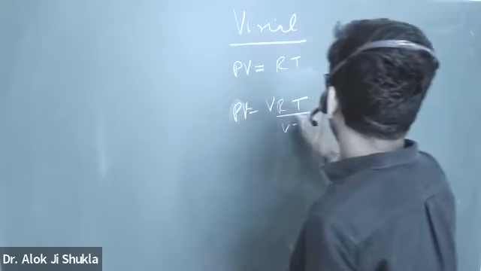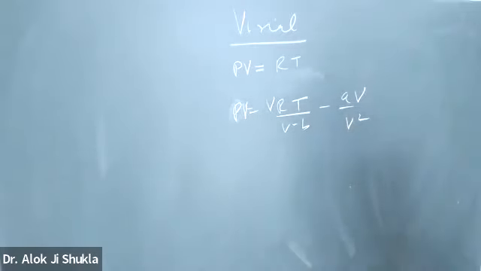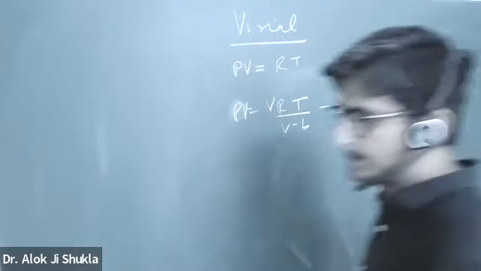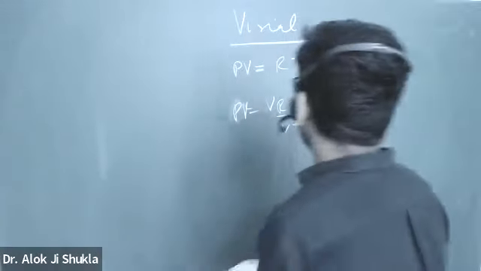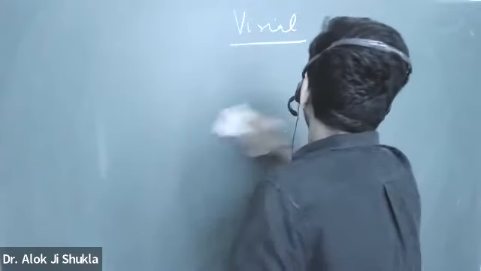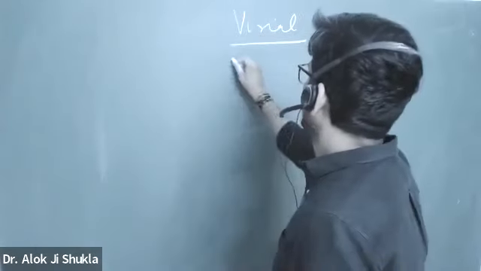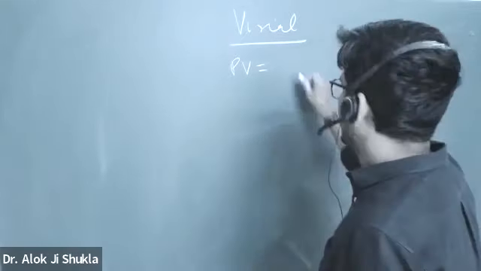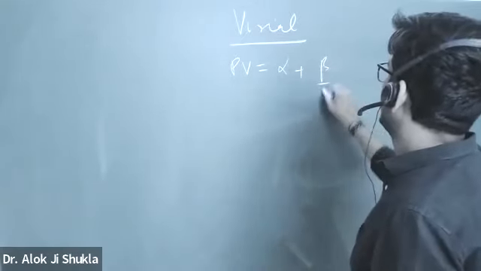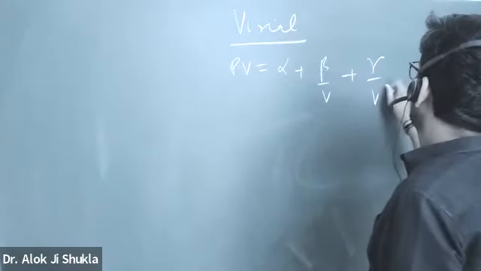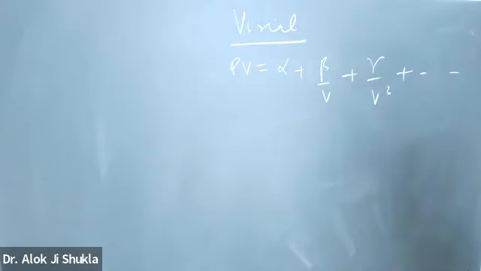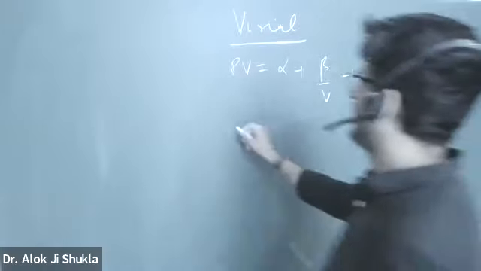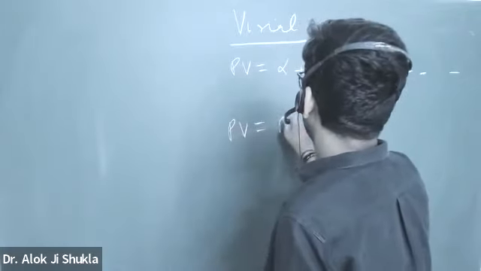Multiply by V. So PV is equal to... wait, let me explain again, otherwise you will get confused. I want a model in which PV is of what type? It is like this: alpha plus beta by V plus gamma by V cube plus dash dash dash. That means all powers are included. So let us fit it with ideal gas. So in ideal gas, what is there? PV is equal to RT.